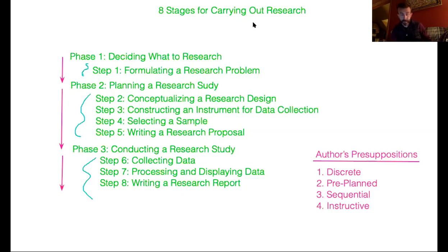When you have a gentle introduction, having things pre-planned, discrete and sequential, and instructive, it gives you more comfort as a person who doesn't know what's going on yet. But if you're really courageous, be iterative. Don't be discrete. Don't pre-plan. Don't be instructive. Be a bit anarchist in your methodology.